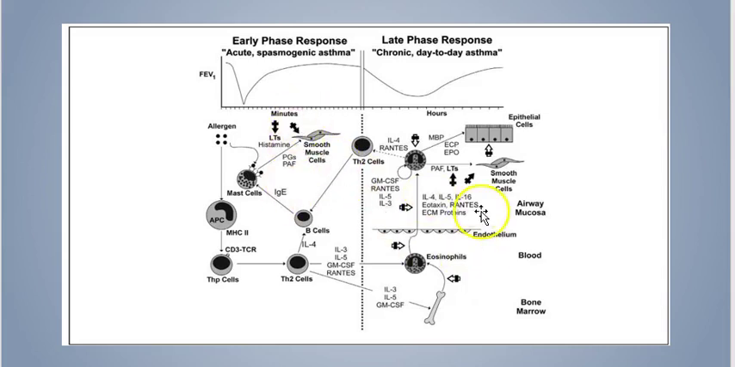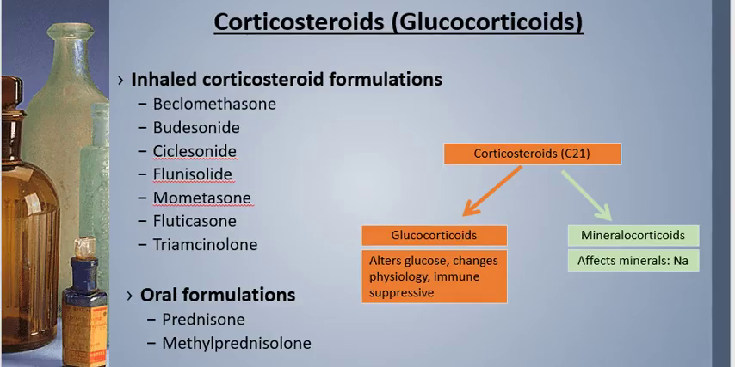You can see all the different immune cell players here, and I'm sure Dr. Richards is going to go into much more detail about the different subsets of immune cells that are responsible for this asthma progression. But probably the most potent immunosuppressive drug that's out there are your corticosteroids, or often called your glucocorticoids. And we had talked about these back in Foundations of Medicine. I just wanted to remind you. We've got both inhaled formulations, which are listed here, as well as oral formulations, basically prednisone and methylprednisolone.